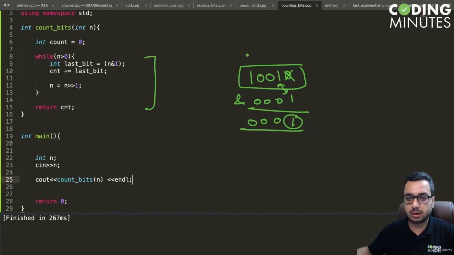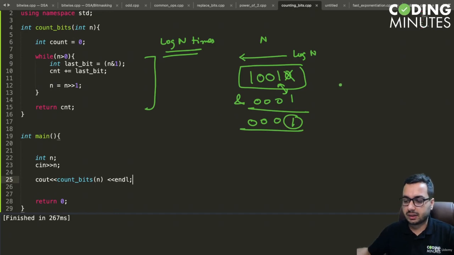So this we will do for all the bits, and for a number n, the number of bits is going to be log of n at most. So the number of times this loop is going to run is at most log of n times for a number n, because a number n has log of n bits. That you can easily verify by taking some examples also.